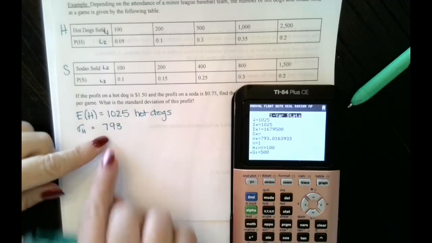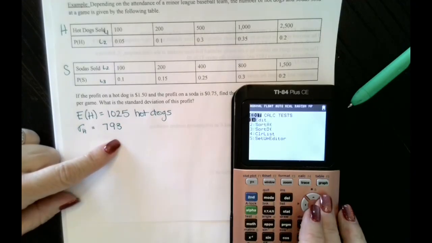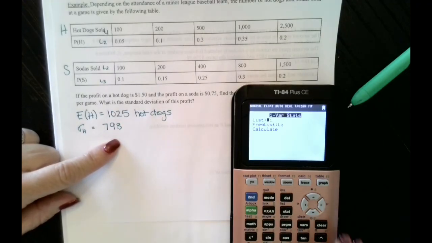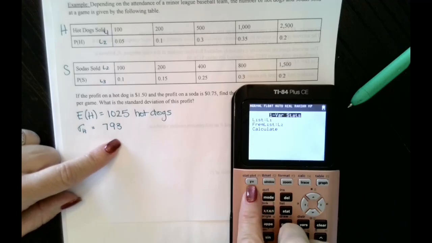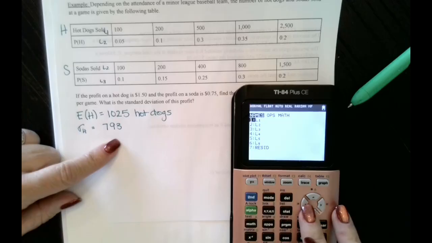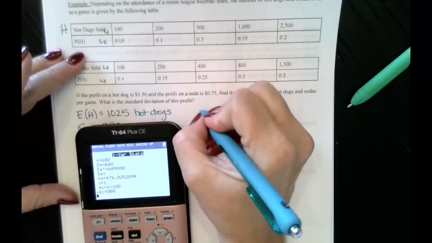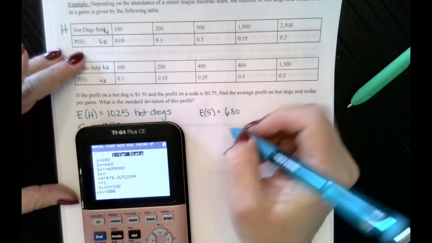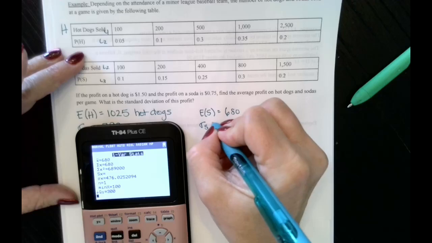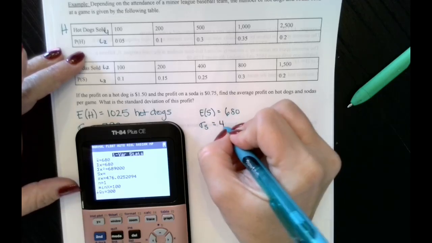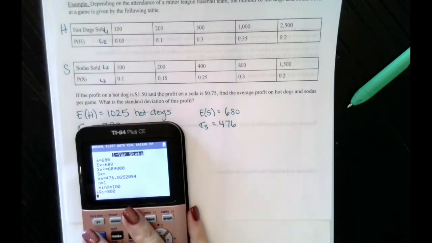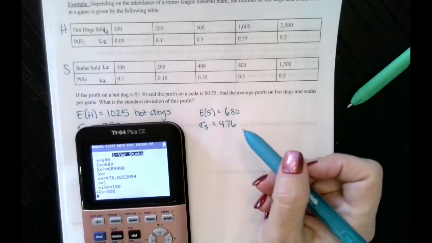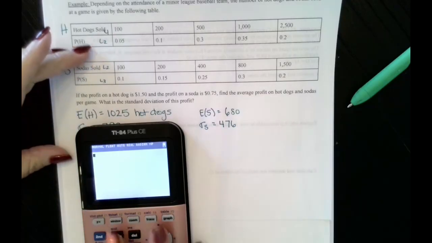Okay, now let's do the same thing and get our sodas. I go into 1-Var Stats. This time I put my sodas in my L3 list and my soda probability in my L4 list. If I run this, the expected number of sodas I'm going to sell is 680, and the standard deviation of the sodas is 476. That's crazy. I would think they would sell more soda than hot dogs, but what do I know?